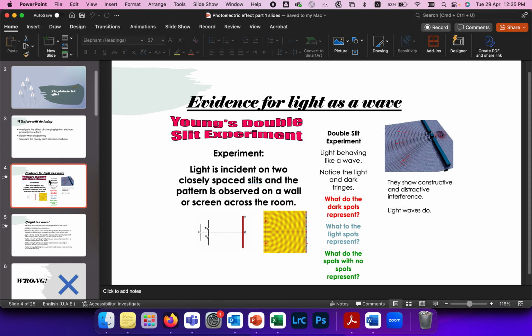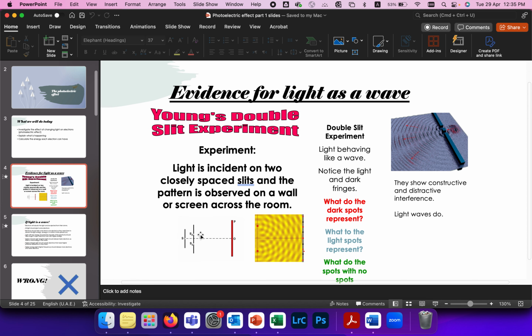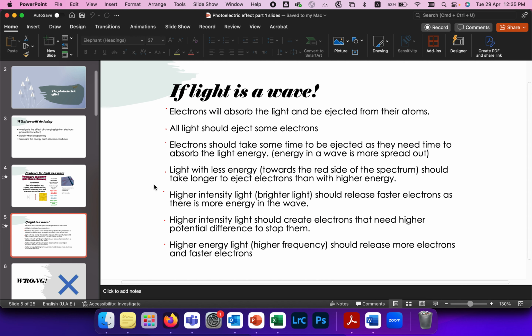But before we do that, we know that light actually is a wave. We have done Young's double slit experiment, and that has two slits. For example, light shines through it, interferes with itself, and creates bright and dark spots. So light has been proven to be a wave. If light is a wave, in the photoelectric effect, you can shine light onto electrons and they will absorb the energy and then get ejected.